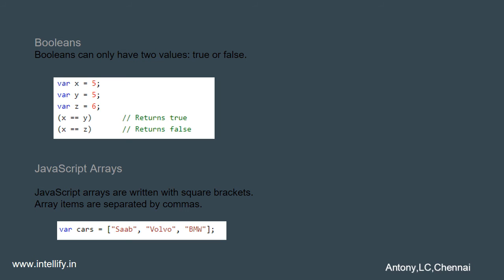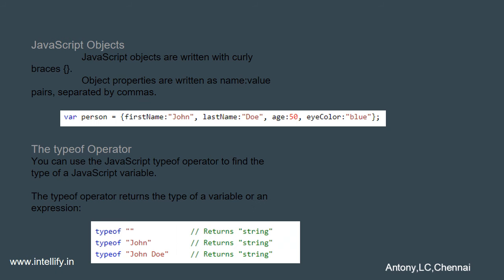Next, JavaScript array. JavaScript arrays are written with square brackets. Array items are separated by commas. For example, variable cars is written as, here see, until now we have seen that only one value can be stored in a variable, whereas in arrays we can store different types of values, numbers, strings, etc. This is where arrays are used in JavaScript.